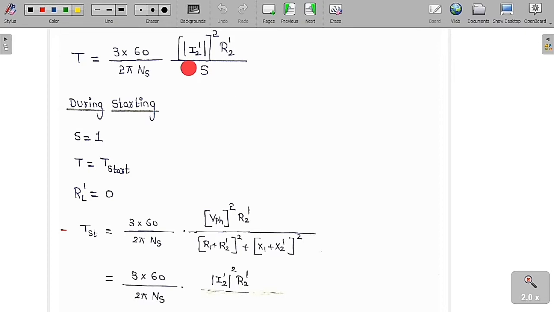Power is equal to torque into omega. So torque is equal to power by omega. Here the rotor input power is nothing but rotor copper loss by S. The rotor copper loss, for a 3 phase winding, is 3 into magnitude of I2 dash whole square into R2 dash, so therefore divided by S. Now P is equal to T into omega, so T is equal to P by omega. Omega is nothing but 2 pi Ns by 60. So 60 goes upward. Finally after rearranging we are going to get 3 into 60 by 2 pi Ns into magnitude of I2 dash whole square into R2 dash by S.